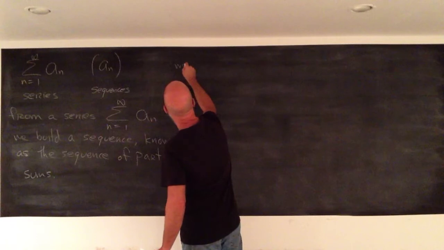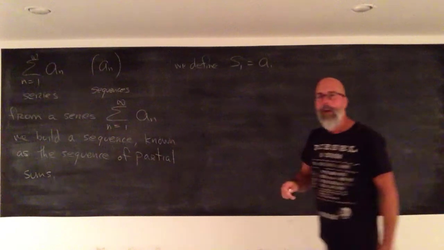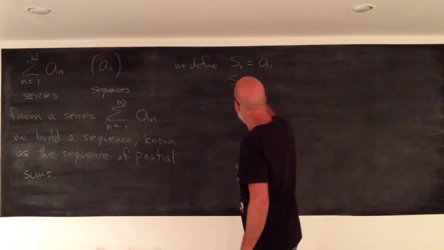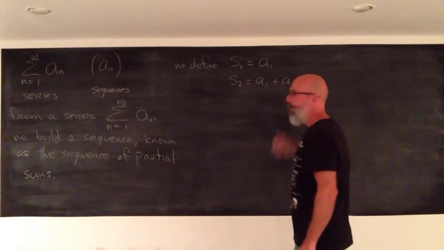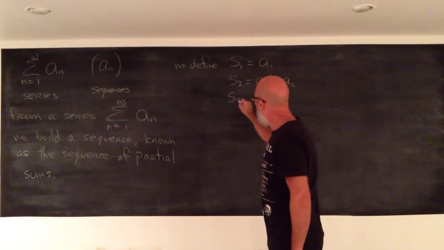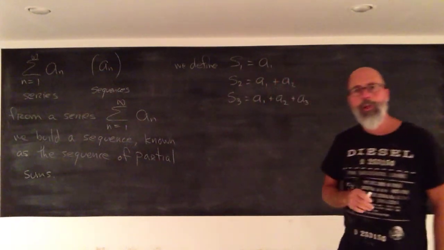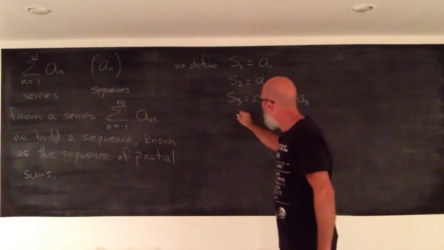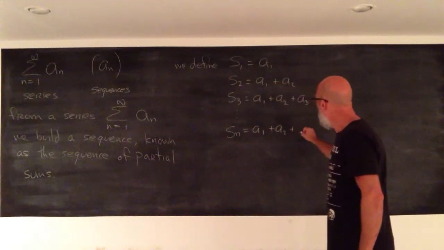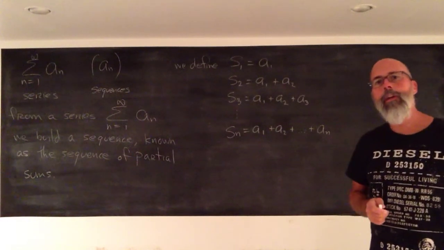We define S1 to be the first term. S2 is the sum of the first two terms. S3 is the sum of the first three terms, and so on and so on. Sn is the sum of the first n terms.